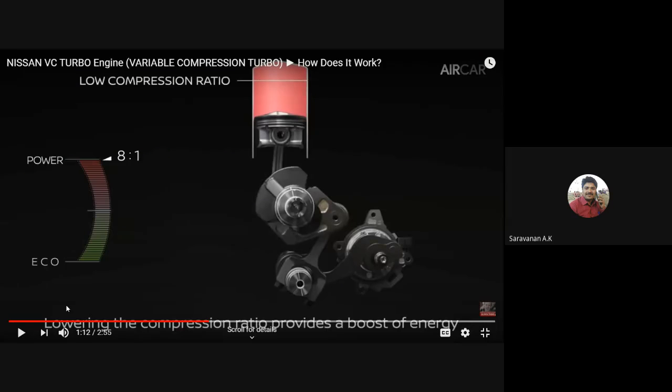Okay. So what about the compression ratio of the petrol engine, and what about the compression ratio of the diesel engine?